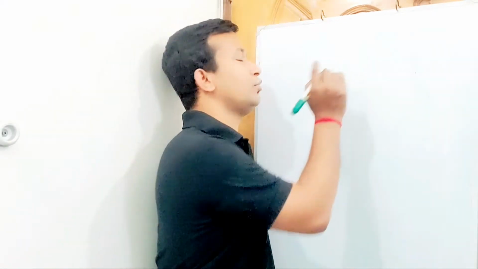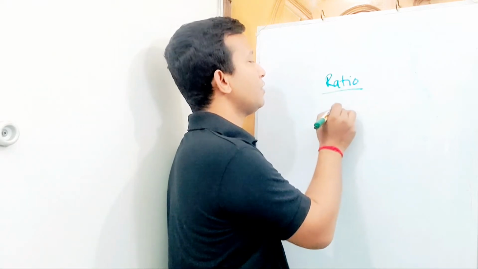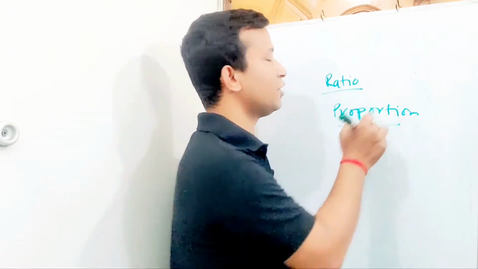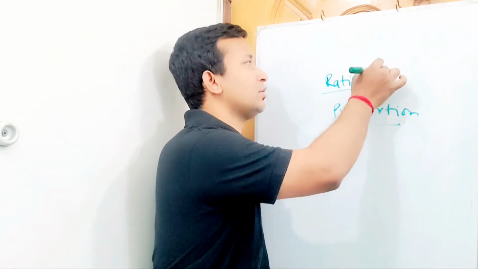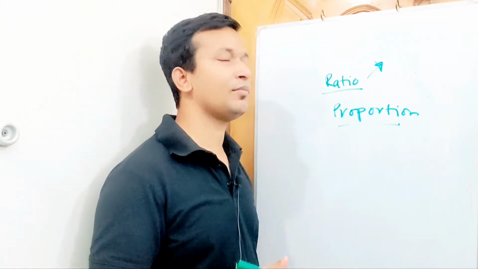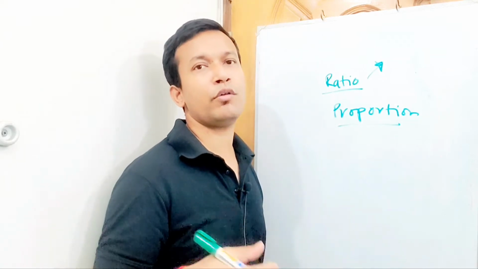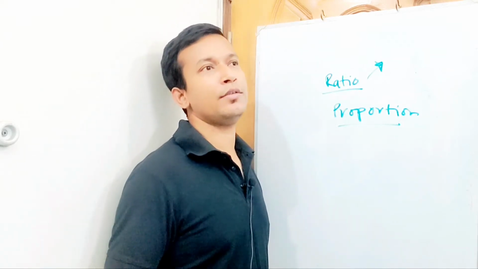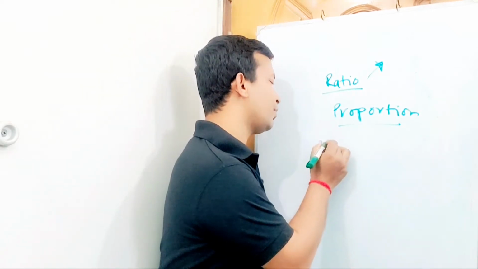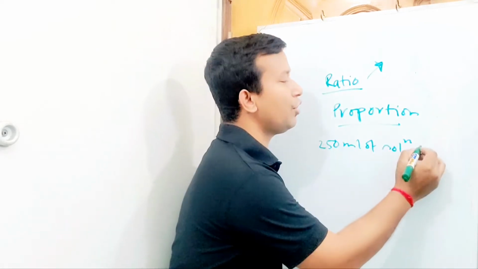Well, so there are two things. One is ratio and the second one is proportion. So what is ratio and what is proportion? Ratio means the relative magnitude of two things. Say for example, a solution of 250 ml contains 20 milligram of drugs. This is just an example. 250 ml of a solution contains 20 milligram.